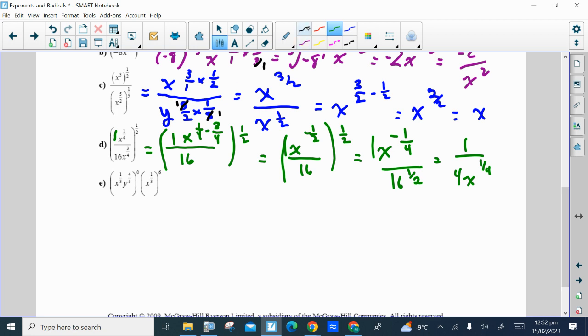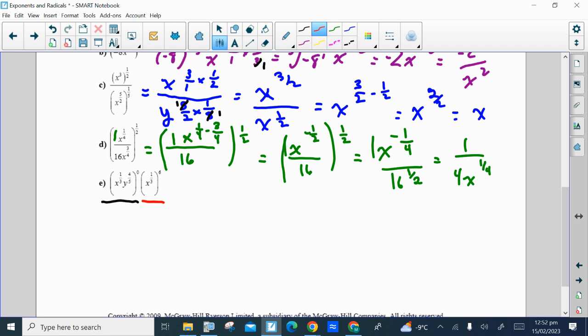All right, looking at question E. What we have here is two things multiplied together, and in math we call those factors. Factors are things that are multiplied together. So the first factor would be that expression I've just underlined in black, and the second expression, that's the second factor there.